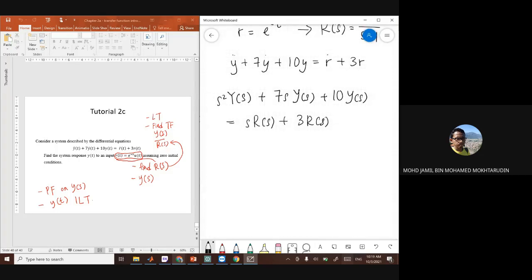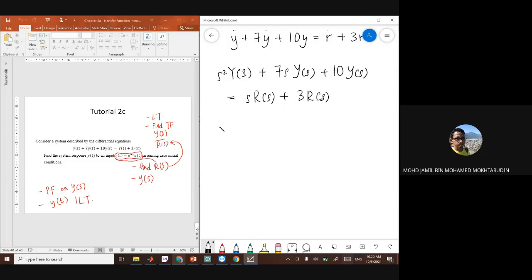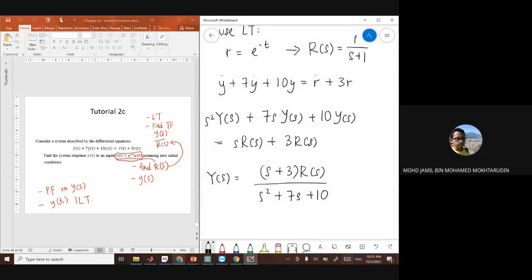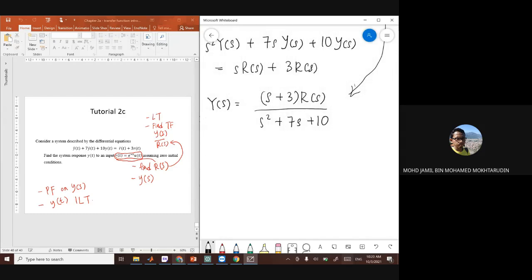Then you need to rearrange the equation to get it in terms of Y. So Y(s) equals (s plus 3) R(s) divided by s squared plus 7s plus 10. Then you substitute R(s) into the equation here. So you will get (s plus 3) divided by (s squared plus 7s plus 10) times (s plus 1).